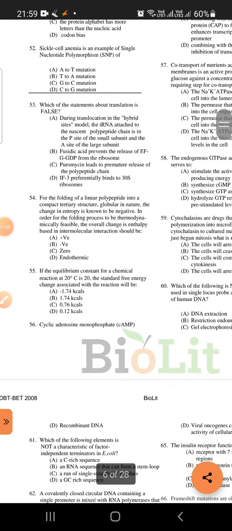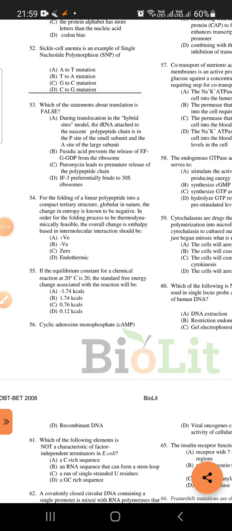So the 53rd question is: which statement about translation is false. We all know about translation. It is the basic process by which protein is synthesized inside a cell, and we can't say that translation alone leads to the synthesis of a functional protein, because for a protein to become functional, splicing as well as post-translational modifications are required. So they're asking about the false statement.